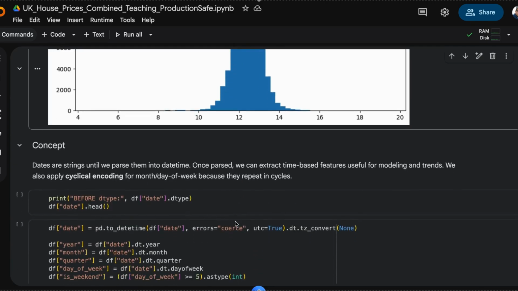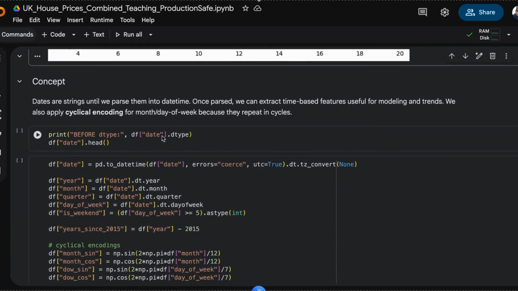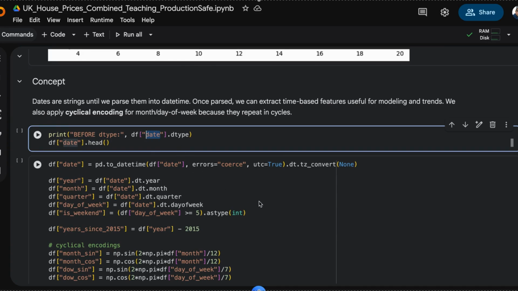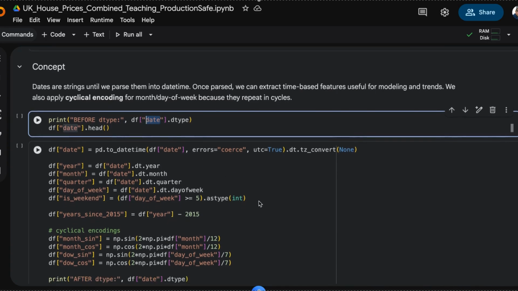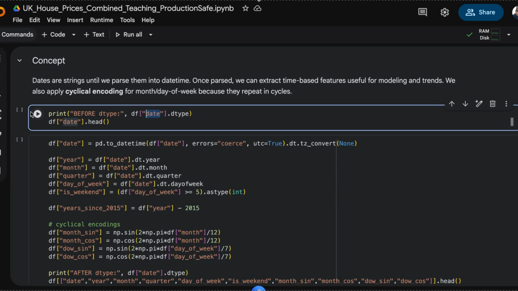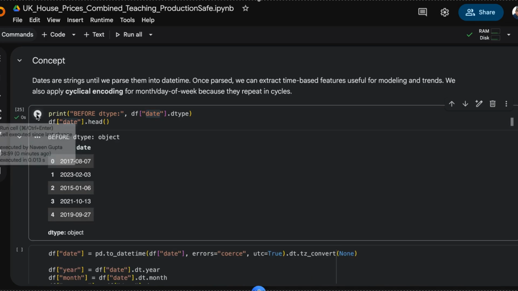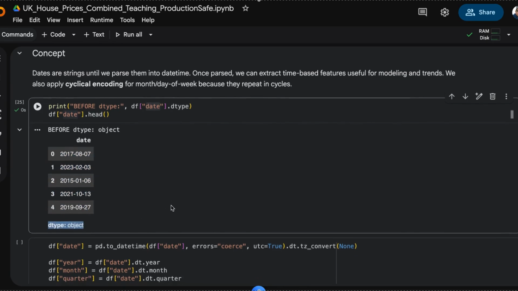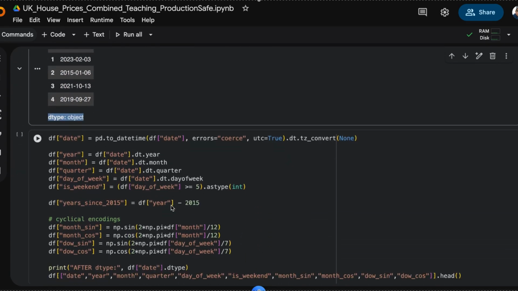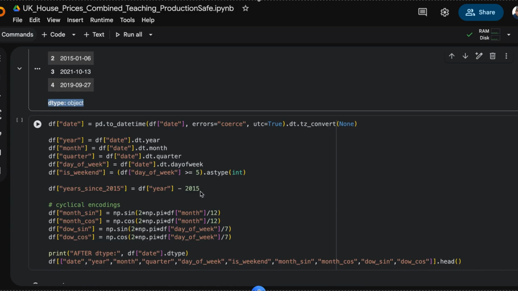We've explored the target variable. Let's now move to one of the most powerful dimensions in housing data: time. Property markets evolve. Prices change year to year. Seasonality exists. Economic cycles influence transactions. But right now, our date column is just text. And as long as it's a string, we cannot extract meaningful temporal information. A string date is not usable for modeling.